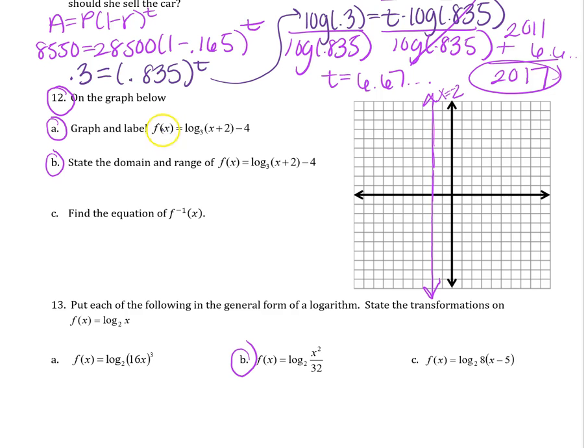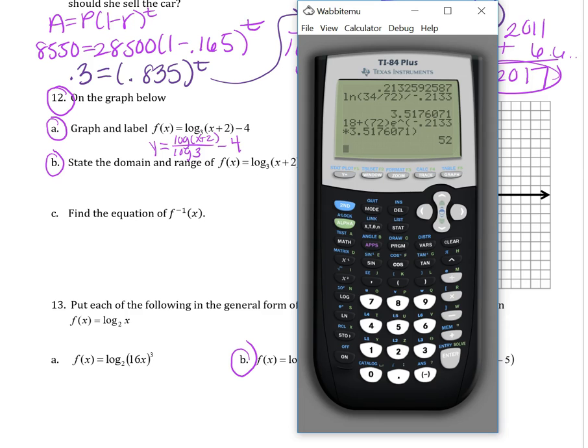If you want to get a table of values for this, you have to use change of base to plug it into your y equals. You're going to do log of x plus 2 divided by log of 3, so log of the argument over log of the base, and then -4. So let's do that. And I'll just show you a graph. Okay, so there's your log.